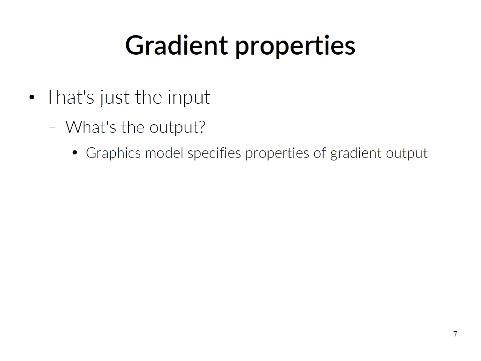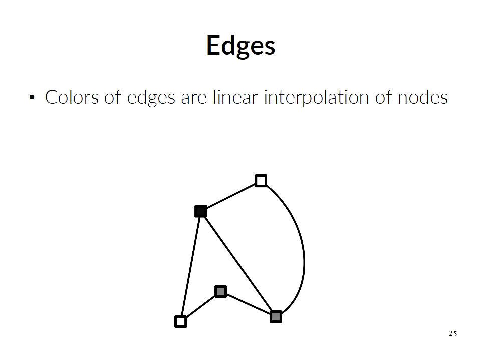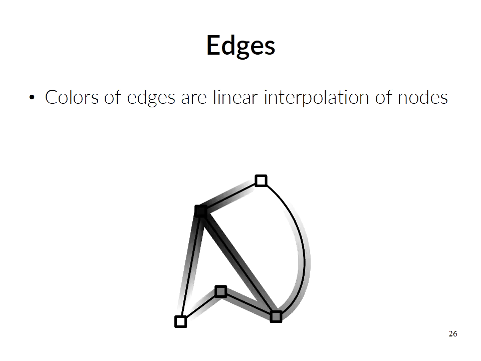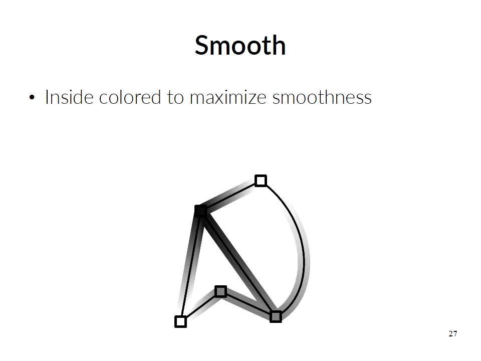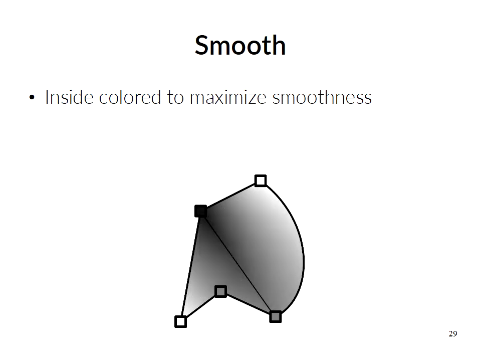The first gradient property is that, given a mesh with colors defined on the nodes, the color on the edges between nodes should be a linear interpolation of the colors on those nodes. This gives artists control over the colors at the edges of shapes. And then within each shape, the colors for the gradient will be chosen so as to maximize smoothness. I'll define smoothness later on in the talk.